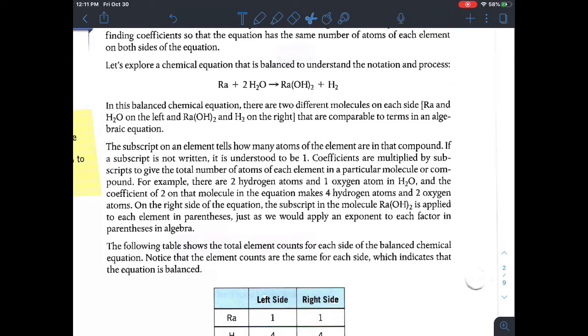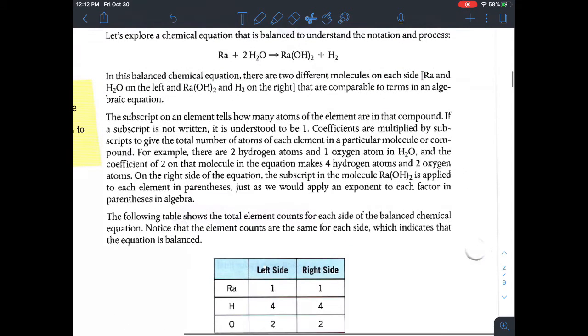The subscript on an element tells how many atoms of the element are in that compound. If there's no subscript written, just like exponents, there's just this implied 1. So you have x. Well, it's implied that the exponent is 1. We just don't need to write it. Coefficients are multiplied by subscripts to give the total number of atoms of each element in a particular molecule or compound. For example, if there's 2 hydrogen and 1 oxygen in H2O, the coefficient of the 2 makes 4 hydrogen and 2 oxygen atoms. Okay, so let's get started.